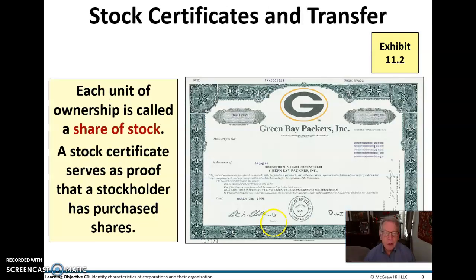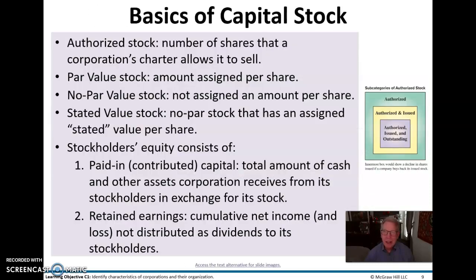Okay, what does that stock certificate look like? You can be a part owner of the Green Bay Packers here, as you see, and here's an example of that right here. Green Bay Packers, and it shows that each unit of ownership is called a share of stock, and a stock certificate is your proof that that stockholder has purchased those shares. And I think it's good to see an actual picture of what that certificate looks like. It looks very official here, doesn't it? Like green money. Okay, the basics of capital stock then.